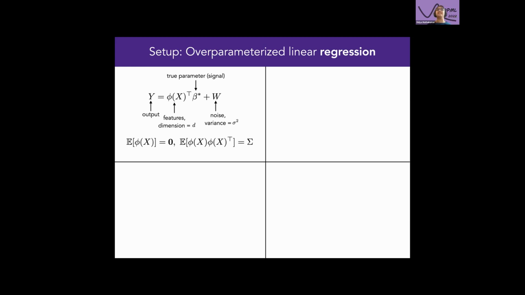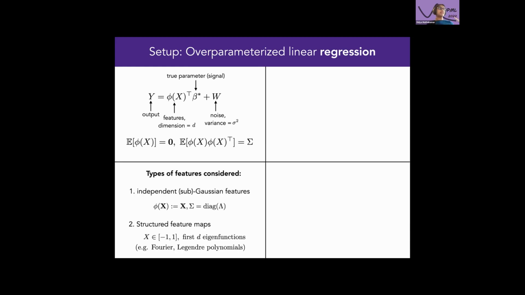And I'm going to consider additive noise of variance sigma squared. And typically the noise is going to have some well-behaved assumptions, such as being sub-Gaussian. I'm also going to, without loss of generality, assume that the features are centered. And a quantity that's going to pop up again and again through this talk is going to be the feature covariance matrix, which is just the second order information.